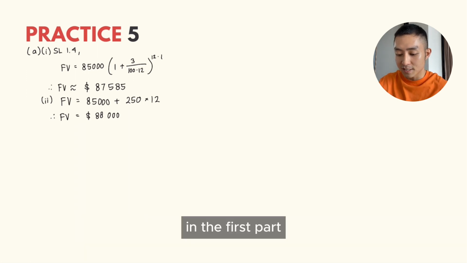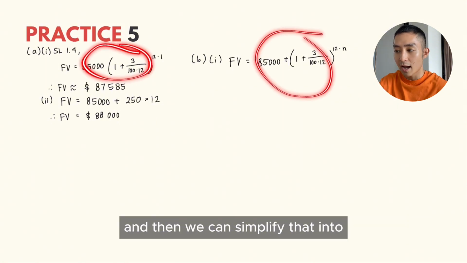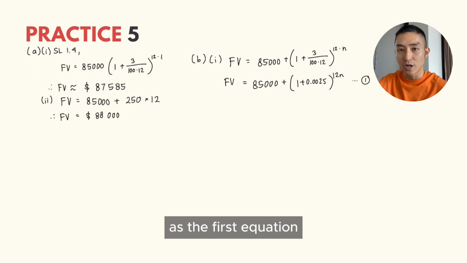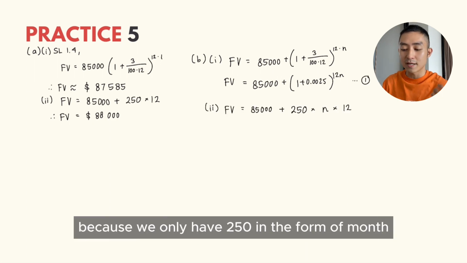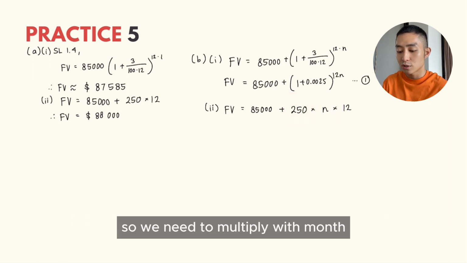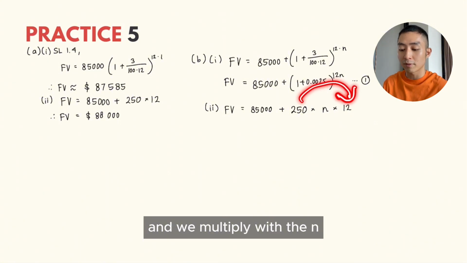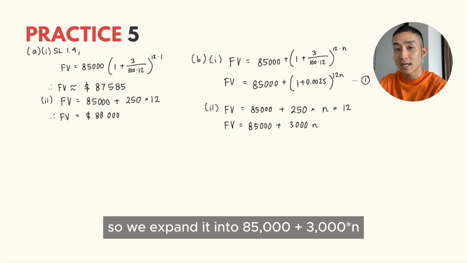For the B in the first part, we use the same formula and we change that into n, and then we can simplify that as the first equation. For the second part, we multiply with n years because we only have 250 in the form of month. So we need to multiply with months in a year, which is 12, and we multiply with the n. So we expand it into 85k plus 3kn.